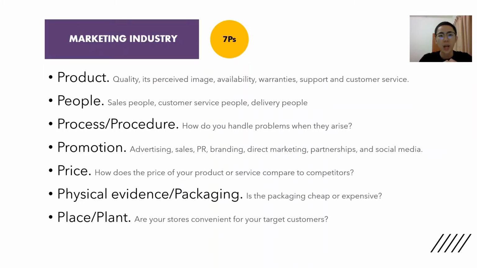And the last example I am going to discuss today will be the marketing industry. When we talk about marketing, of course we think about the people, the promotion, the price, the product. So there are totally 7P in finding a cause in this cause and effect diagram we use to solve problems. Firstly will be the product. Is the product quality good, the perceived image, or the availability? And does the product come with warranty and with good support and customer service?